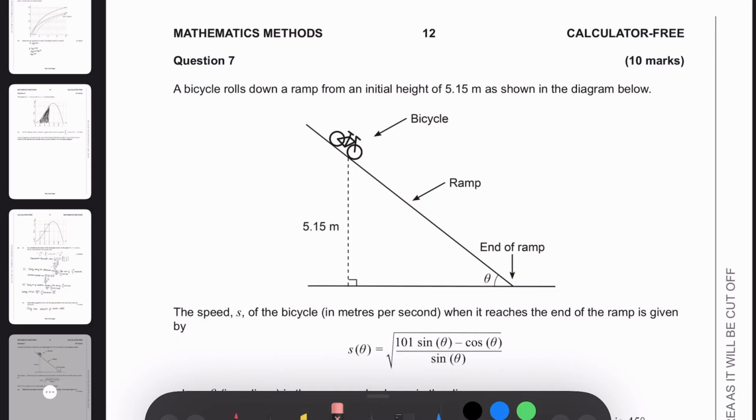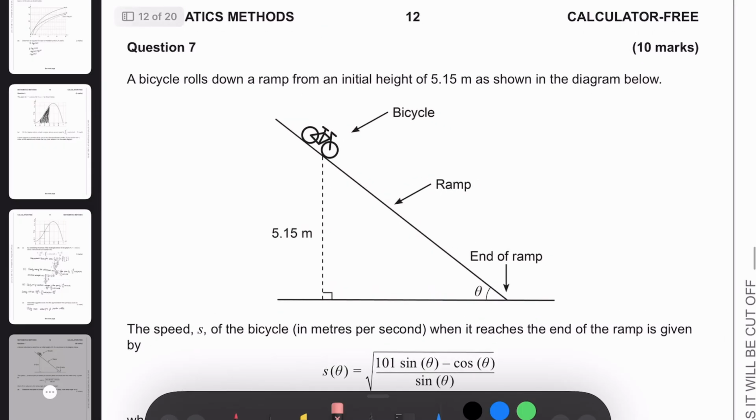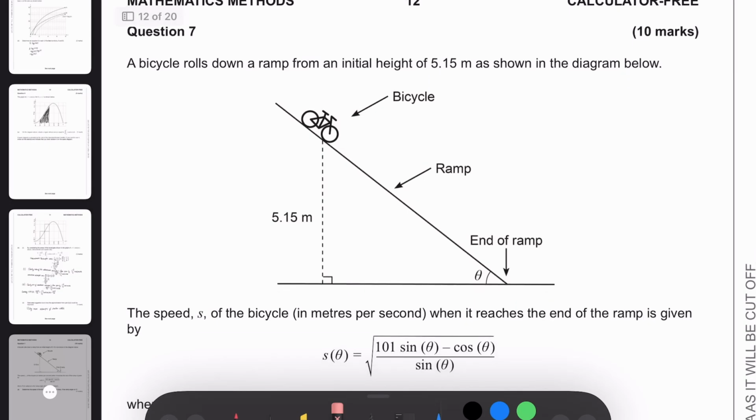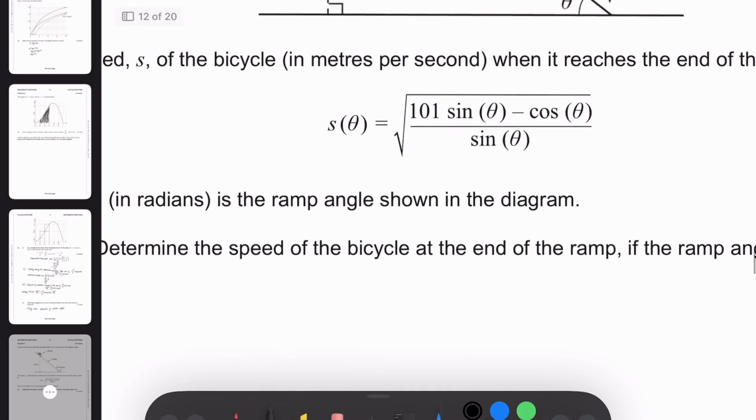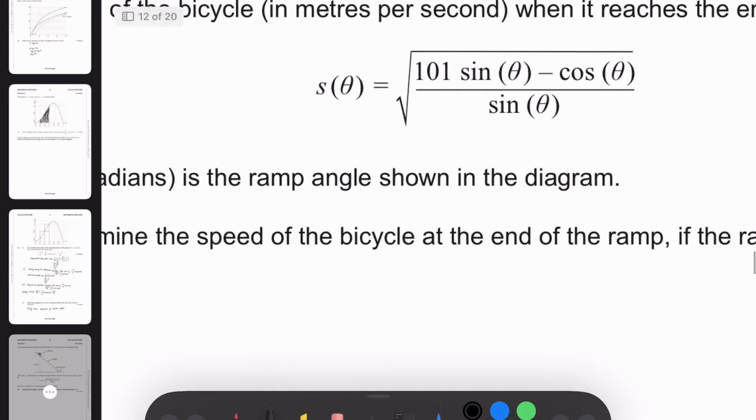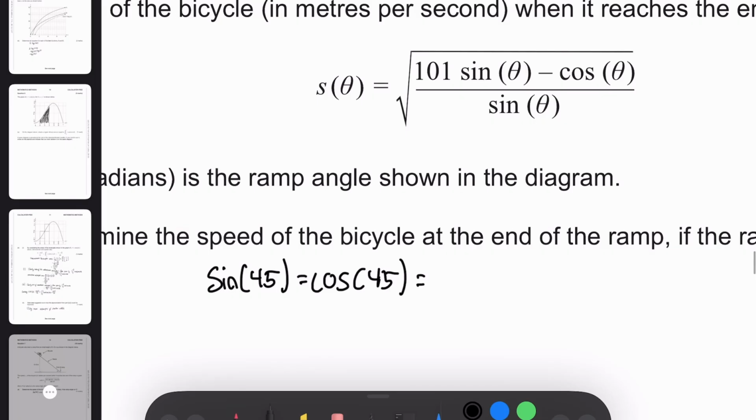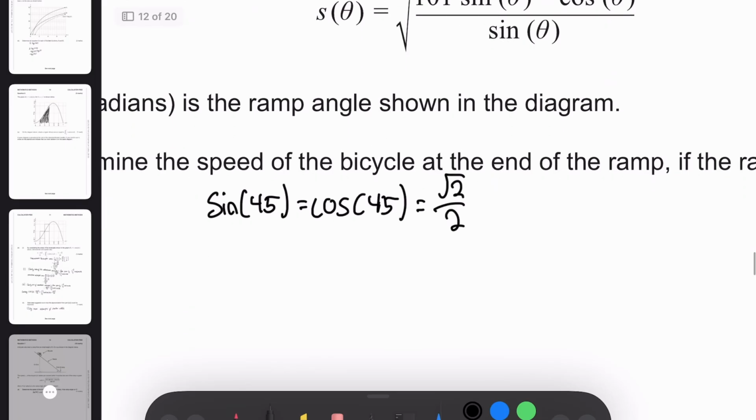A bicycle rolls down a ramp from an initial height of 5.15, as shown in the diagram below. The speed s of the bicycle when it reaches the end of the ramp is given by that. Determine the speed if the ramp angle is 45 degrees. Okay, so all we have to do is just plug in 45 degrees there. So maybe if you write sine of 45 is equal to cosine of 45, because I don't want to write it all out too many times, it's just square root of 2 on 2.